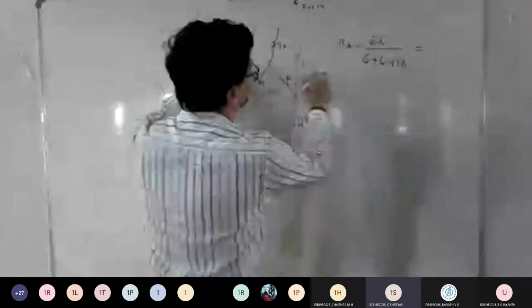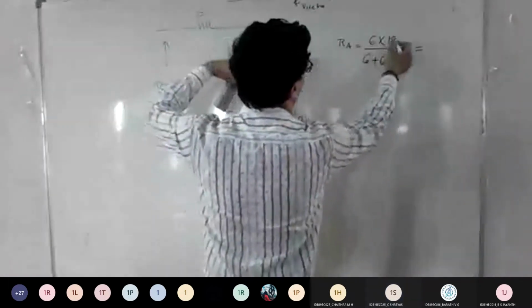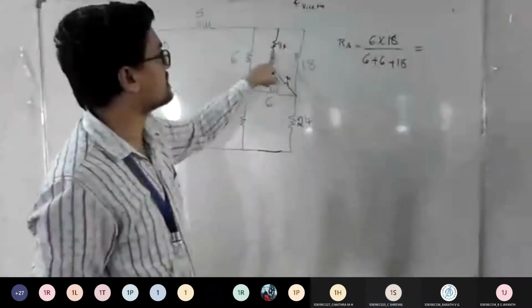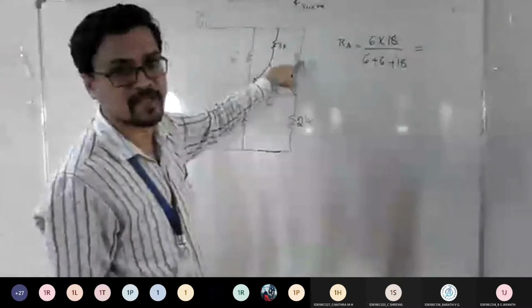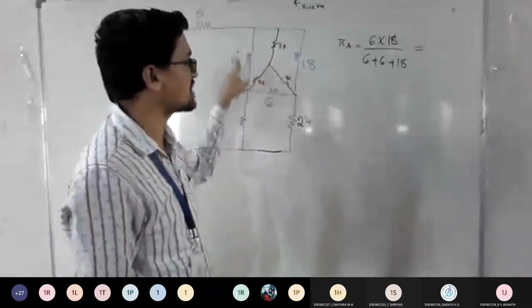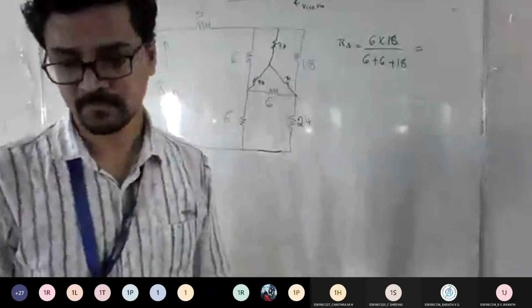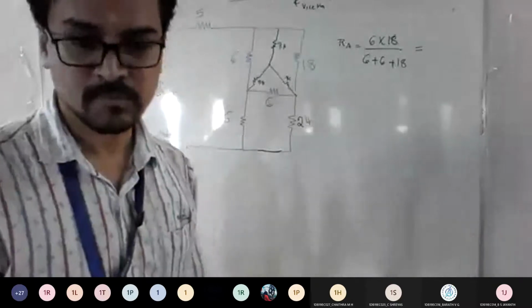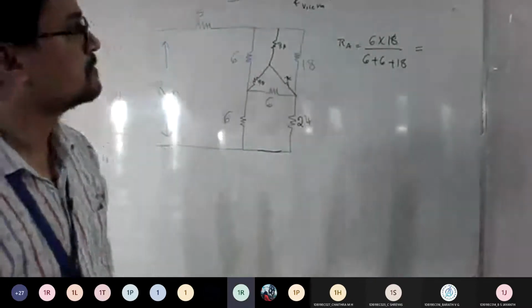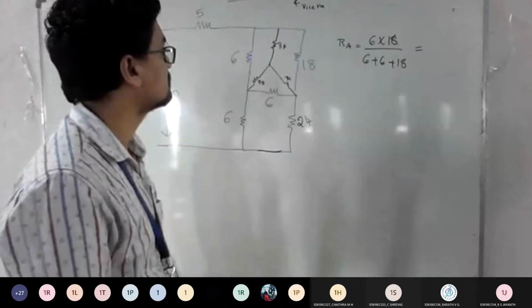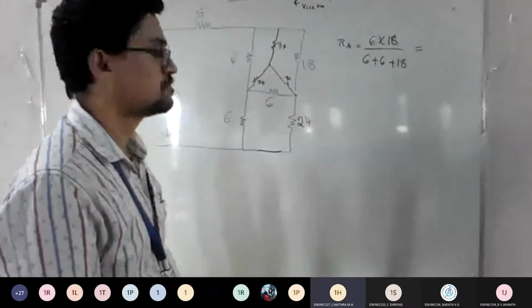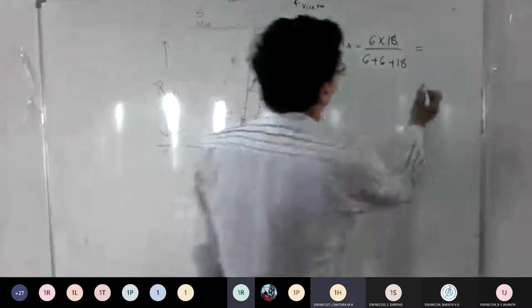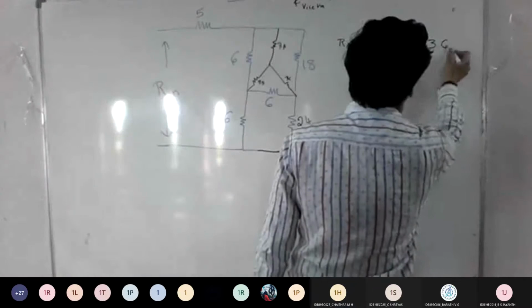So you want these two, right? So these two multiplication, correct. So RA is between these two. So it means I need to multiply 6 into 18 divided by sum of all. Correct. What's the answer? How much here? 3.6. Okay, good. 3.6 ohm.